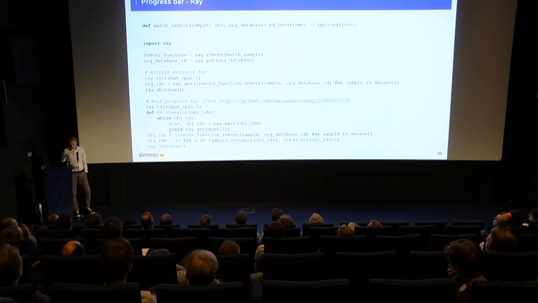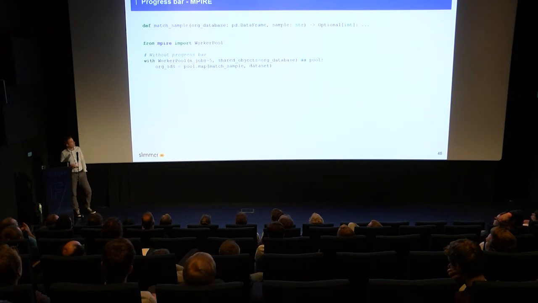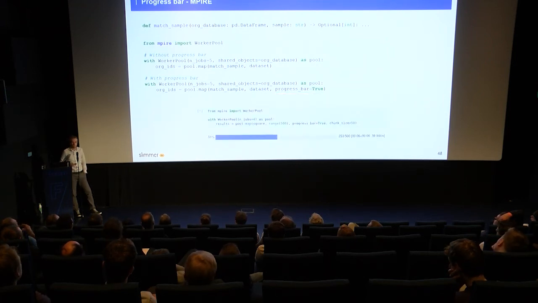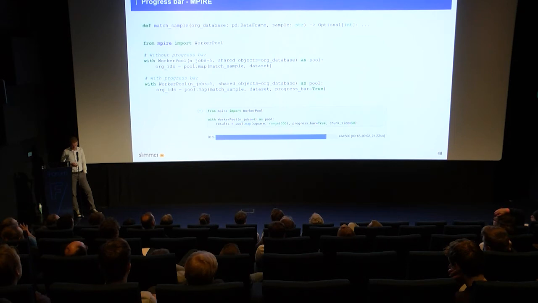So in MPIRE, this is the same line of code you saw earlier, but with a progress bar, we only have to add progress bar is true, and then you're pretty much done. It shows a nice TQDM progress bar in the terminal, and also if you're using a Python notebook, it switches to the widget automatically. And if you've started the MPIRE dashboard, it will automatically register to the dashboard as well.